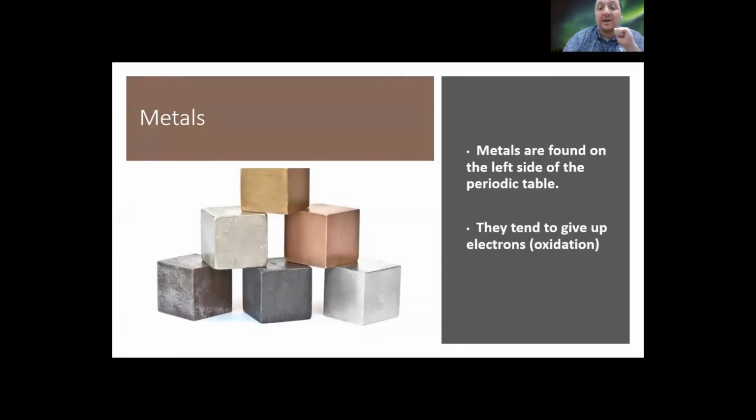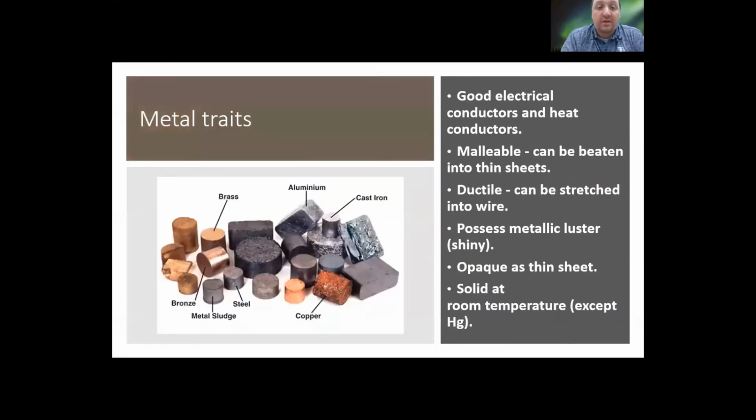Metals are found on the left side of the periodic table. They tend to give up electrons or undergo oxidation. Now, metals are good conductors of electricity and heat. Means if you put something electrical against it, electrons will pass through. And if you put it next to something hot, it'll heat up really quickly, or it will lose heat very quickly if placed next to something cold.